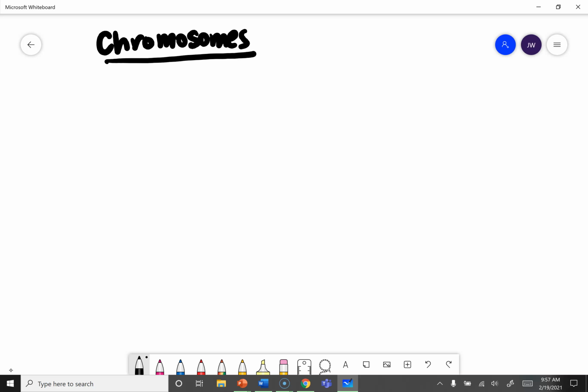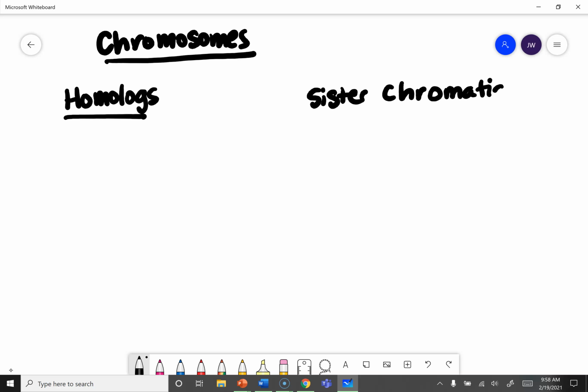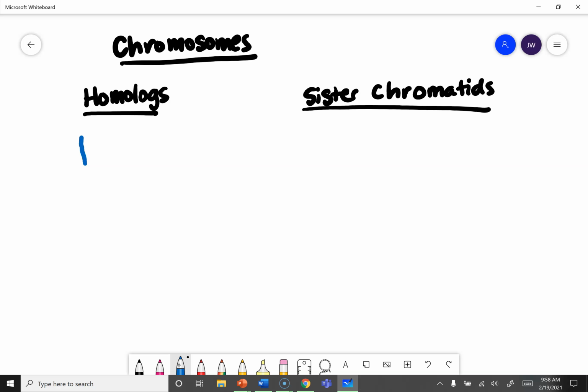So there are essentially two different versions of chromosomes. We have homologs or homologous chromosomes, and we have sister chromatids. So let's start with homologous chromosomes. Homologous chromosomes are chromosomes that come one from mom and one from dad. Or I should actually say maternal and paternal. Paternal means it comes from dad.